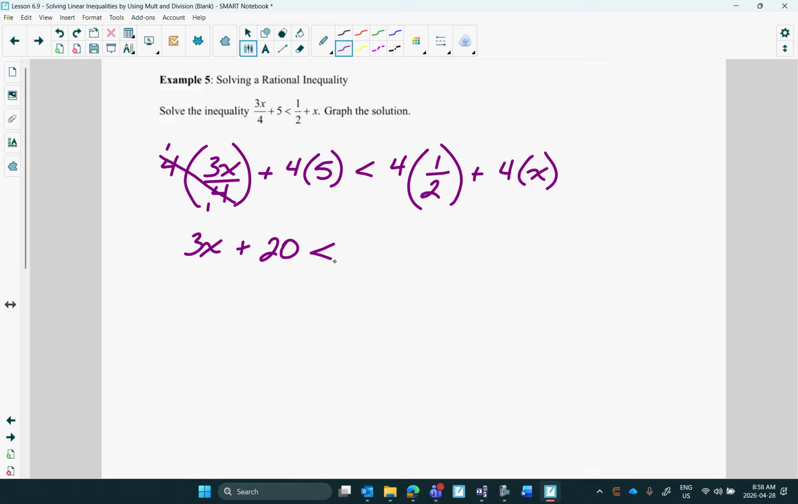Something to cancel here. 4 divided by 2 becomes 2. And it's always 1 on the bottom. It's always 1. So I'm left with 2 times 1. 2. No canceling here. This is just 4x. We bring the 4x over and subtract 4x. Correct.